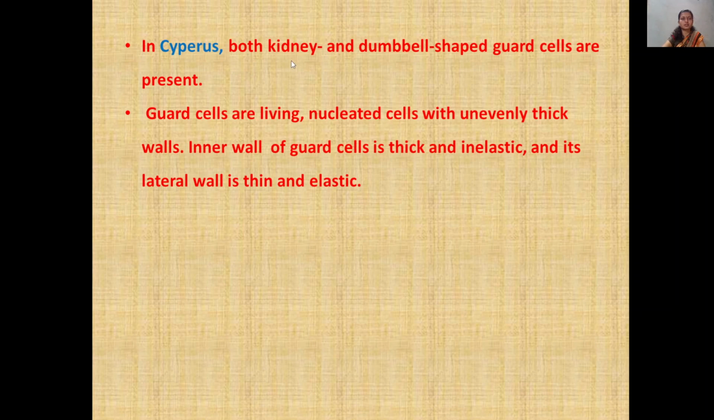In Cyperus, both kidney and dumbbell-shaped guard cells are present. It is a very important line according to the exam. In Cyperus, both kidney or dumbbell-shaped guard cells are present. Then next, guard cells are living nucleated cells with unevenly thick walls. Inner wall of guard cells is thick and inelastic, and its lateral wall is thin and elastic.